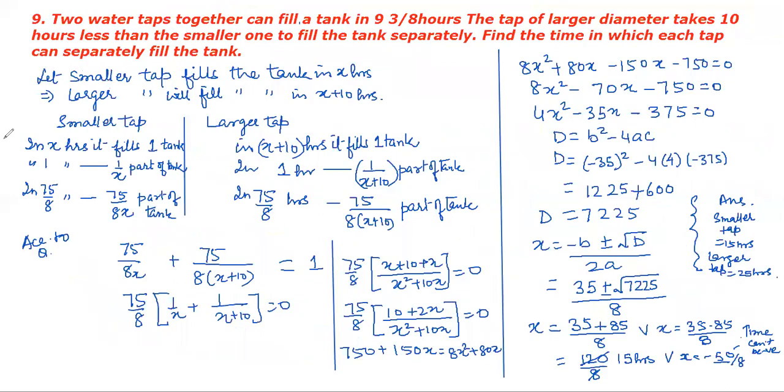And this is, the two water taps together can fill a tank in 9 3/8 hours. This is 9 3/8 hours. The tap of larger diameter takes 10 hours less than the smaller one to fill the tank separately. Find the time in which each tap can separately fill the tank. So children, larger diameter and smaller diameter means, I think it is clear to you.